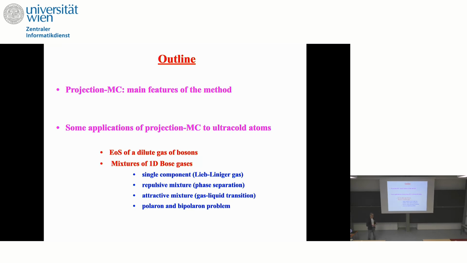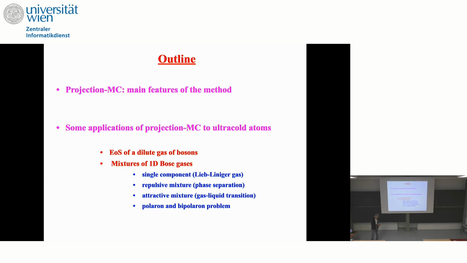But then one can make the model more complicated, having, instead of just one component, two components. And so one can discuss repulsive mixtures where the two components have a repulsive interaction, and so you have the problem of phase separation, or attractive mixtures where you have an attraction between the two. And here there is a gas to liquid transition at zero temperature. Finally, if I have time, I will also discuss the polaron problem, so the single impurity in a quantum bath, and the possibility of having a formation of bipolarons, so a bound state of the two impurities.